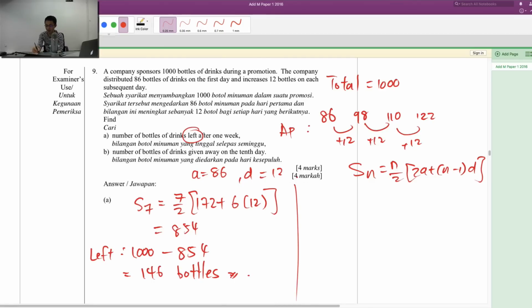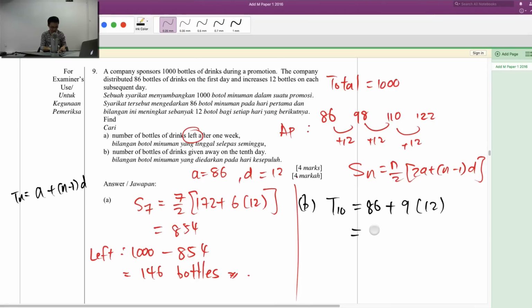And then we do part B. Let me change color. Alright, B. Number of bottles of drinks given away on the 10th day. So I want to find T10. So a plus n minus 1 times d. This is Tn. Alright, my a is 86 plus 10 minus 1 is 9. d is 12. So yeah, just do math. Plus 9 times 12. So it's 194. Yep. This one should be very easy.